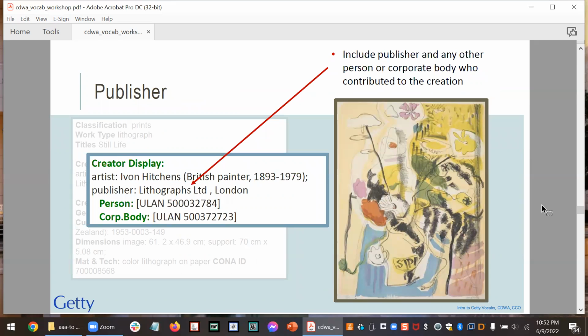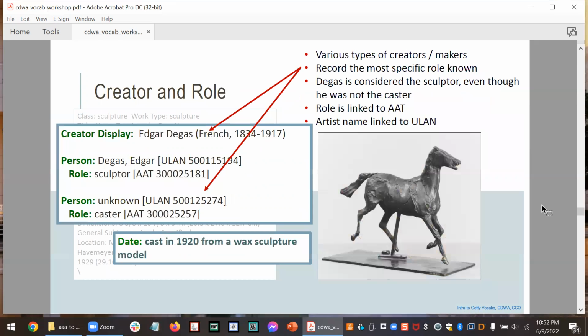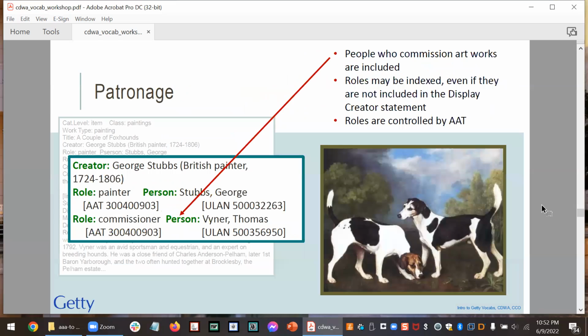If there's a publisher or other person involved with the creation of the work, include those. Here we have both the artist and the publisher. And there may be roles attached to describe the nuance of these creators and roles. In this case, the creator display says Edgar Degas, who was the sculptor of a model, but this was cast after his death. So it is useful for research and just general knowledge to know that the caster of this bronze is unknown.